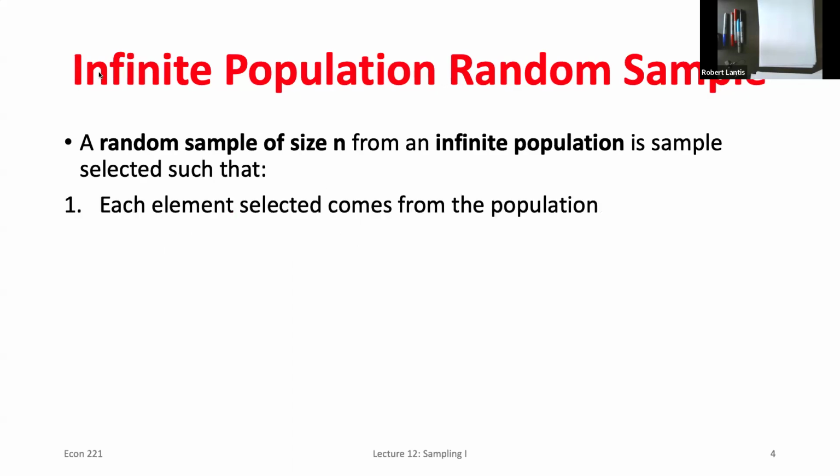Infinite population, right? Kind of works the same way. Each element or each observation we select from the infinite population has to be selected independently, and we end up with a smaller subset, right?